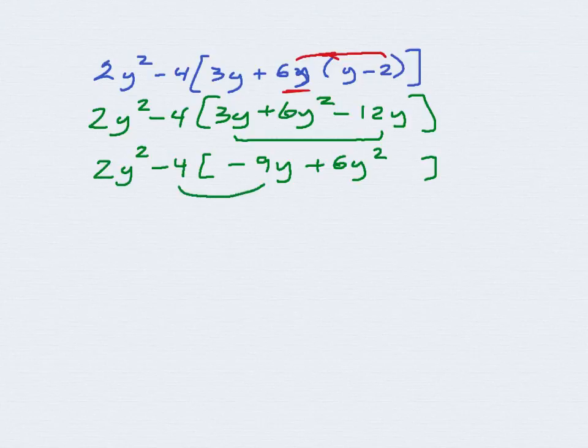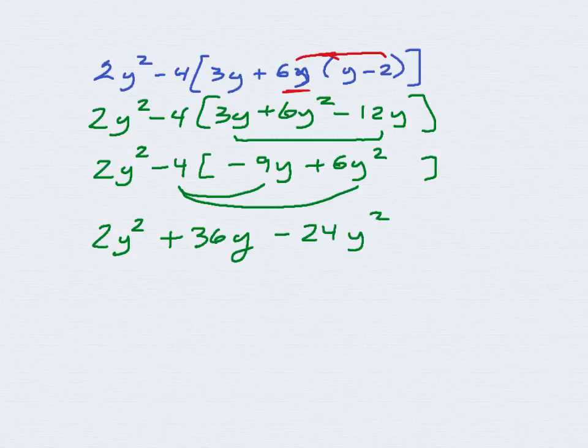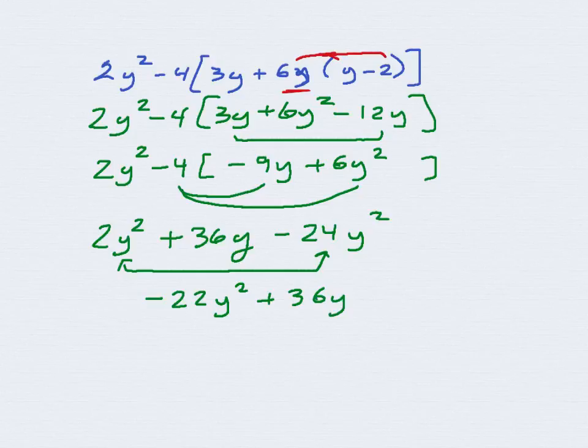Let's bring it through. So minus 4, bring down the first term, 2y squared. Minus 4 times a minus 9y, minus and a minus is a plus, so 36y, and then minus 4 times a plus 6 is minus 24, and it's going to be a y squared. Now there are 2 like terms, so one more step is necessary. 2 take away 24 is minus 22, y squared, plus 36y. And that one is done.